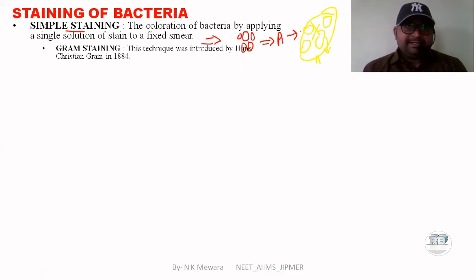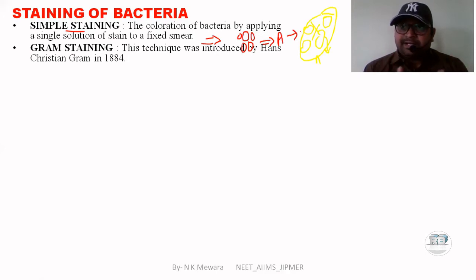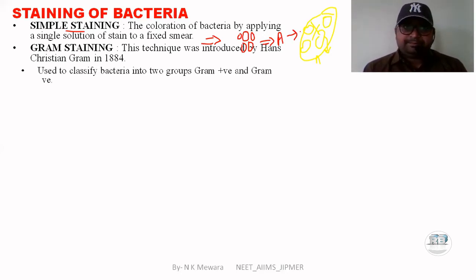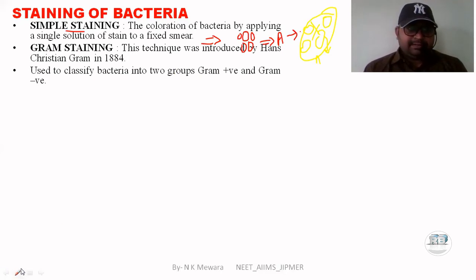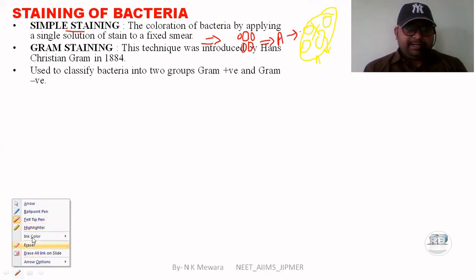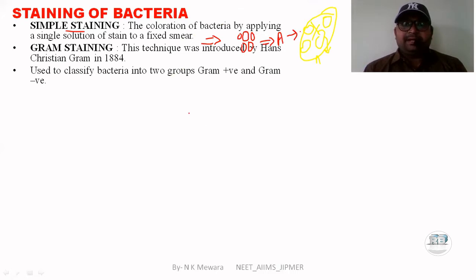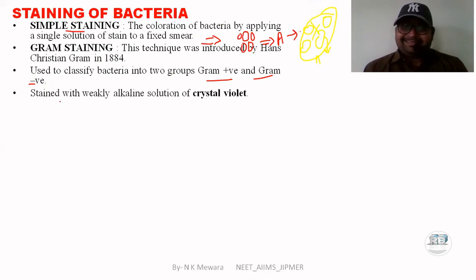Now the second is Gram staining. The scientist is Gram. This is very important. This technique was introduced by Hans Christian Gram in 1884. It is used to classify bacteria into two groups: Gram positive and Gram negative bacteria. The stain used is the alkaline solution crystal violet.